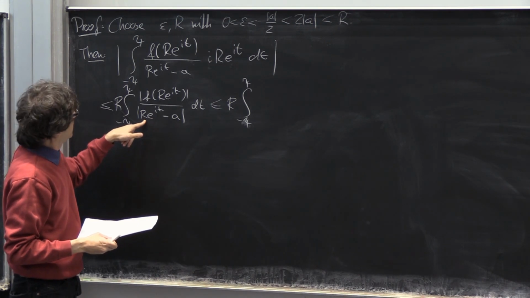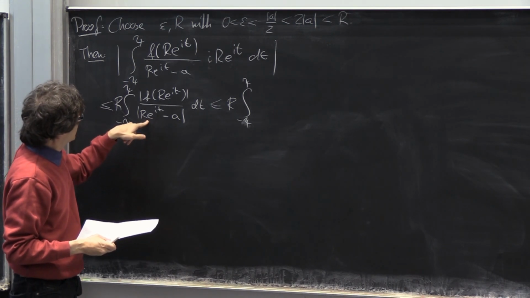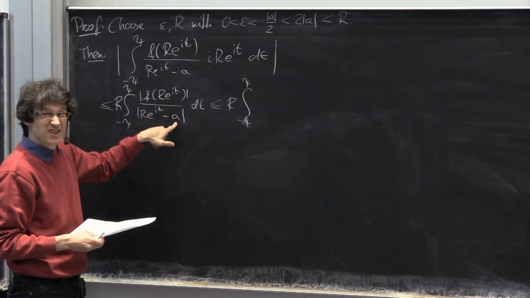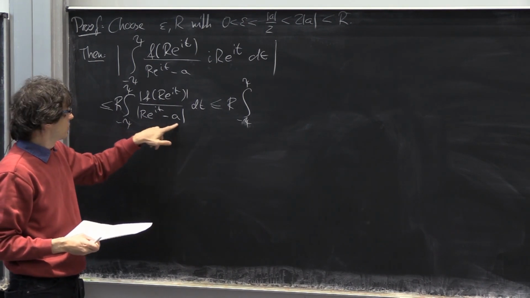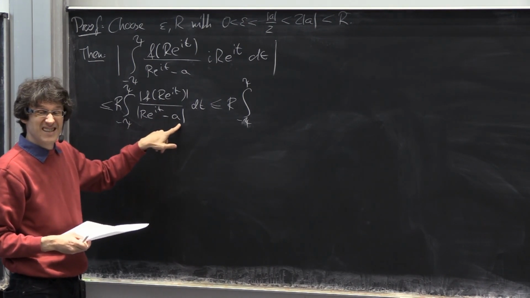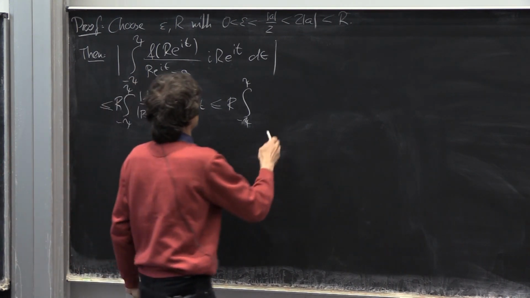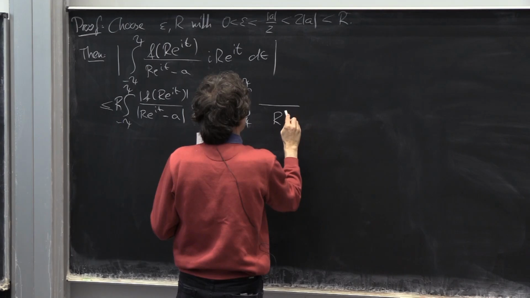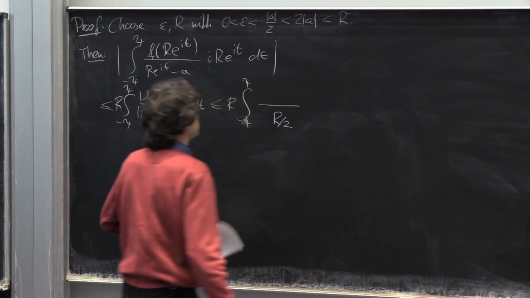So this has a distance of R to the origin. This has a distance of at most R halves to the origin. So these two have a distance of at least R over 2. So this is the one thing. So in the denominator we get R over 2.